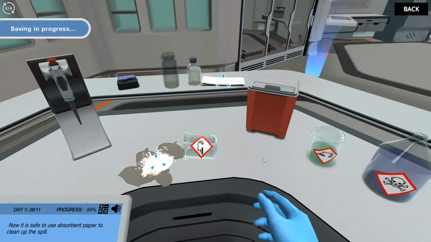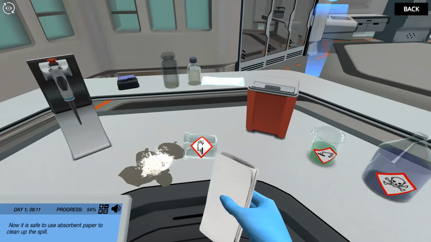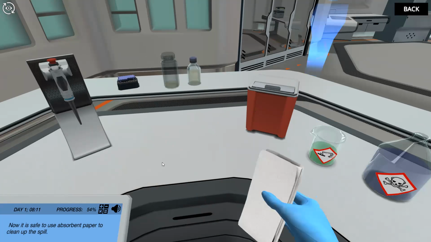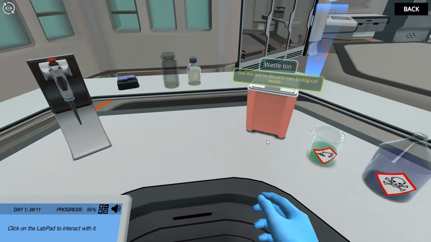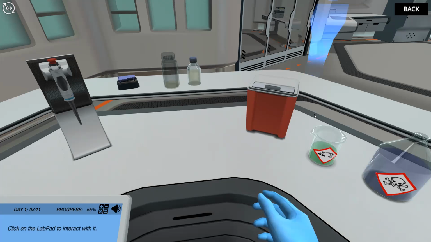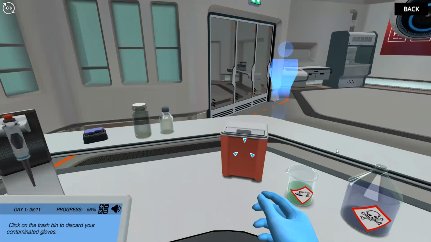Now it is safe to use absorbent paper to clean up the spill. The neutralized acid can be disposed of in the solid chemical waste. Usually, the chemical waste is stored in a fume hood. During the cleanup, your gloves got contaminated. You need to dispose of them to avoid spreading chemicals over everything you touch. Click on the trash bin to discard your contaminated gloves.